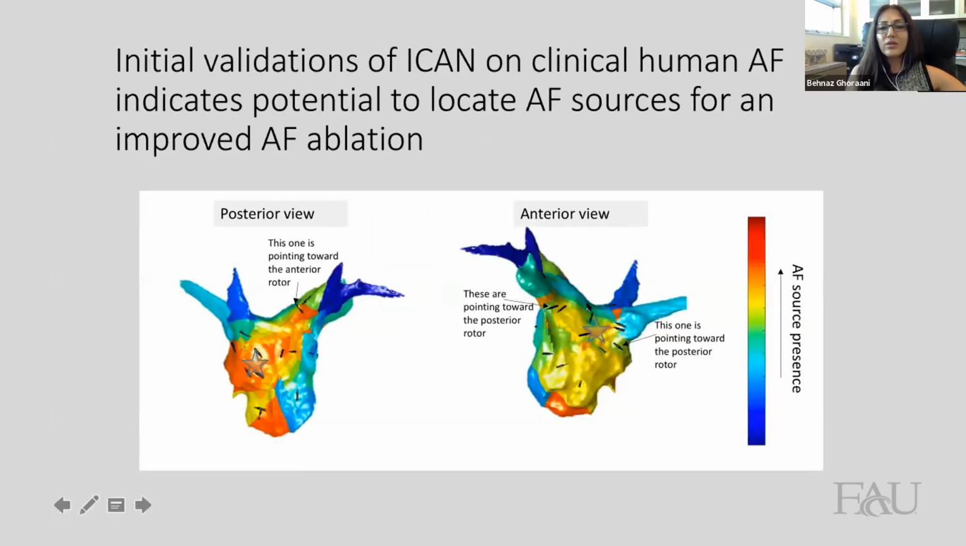We also performed some human experiments. This is from a patient we had from University of Miami. Here again, the color represents that in this area there is a possible source, and the arrows are where it guided the catheter towards this area. And there's another possible source here in this person's atrium. This is something done offline, but the next step would be to perform this in real time, so that the physician can actually burn the site and see that it's stopping the AFib. So that's where we are right now.